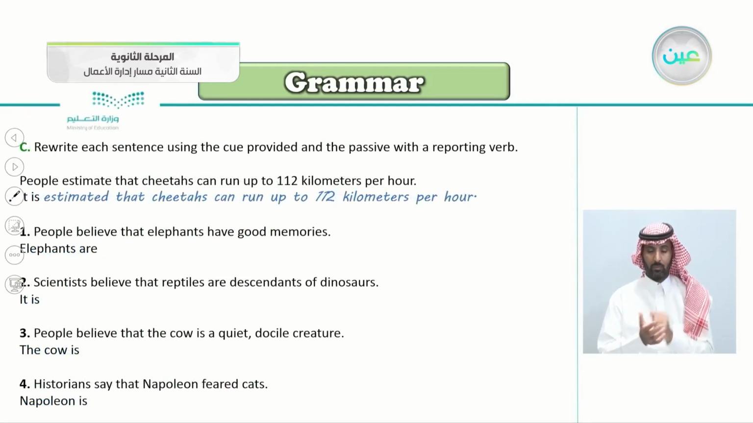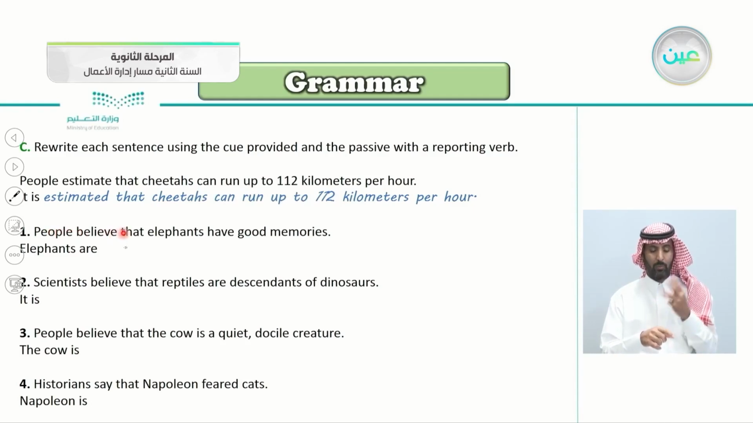Moving on to exercise C here. Rewrite each sentence using the cue provided and the passive with a reporting verb. So using reporting verbs. People estimate that cheetahs can run up to 112 kilometers per hour. So the verb here is estimate. So we say it is estimated that cheetahs can run up to 112 kilometers per hour. So I think now you're beginning to get the hang of it.